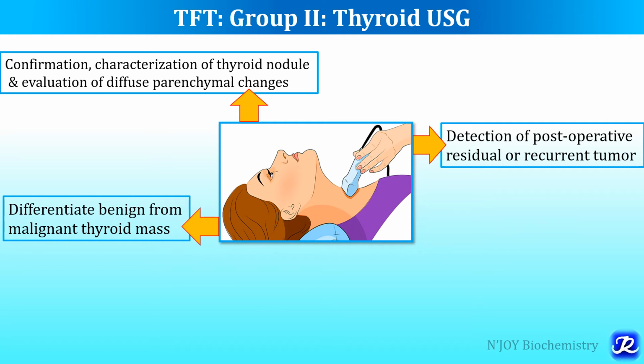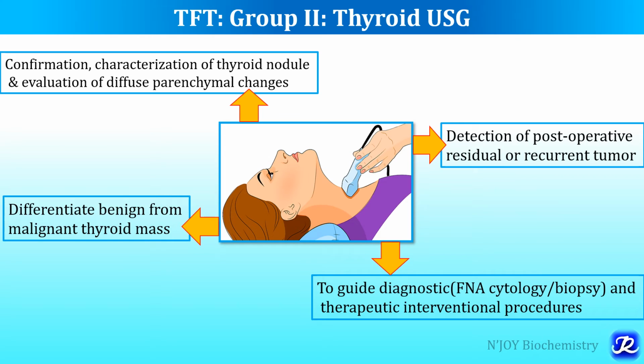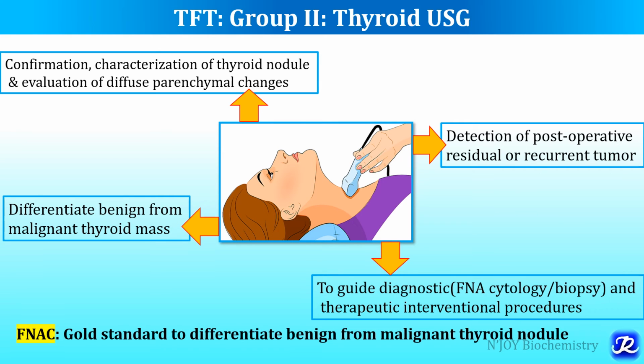It can differentiate benign from the malignant thyroid mass, and it is helpful to guide diagnostic, that is FNA cytology or FNA biopsy, and therapeutic interventional procedures. So these are the various uses of thyroid USG, but FNAC is required, which is the gold standard to differentiate between benign and malignant thyroid nodules.